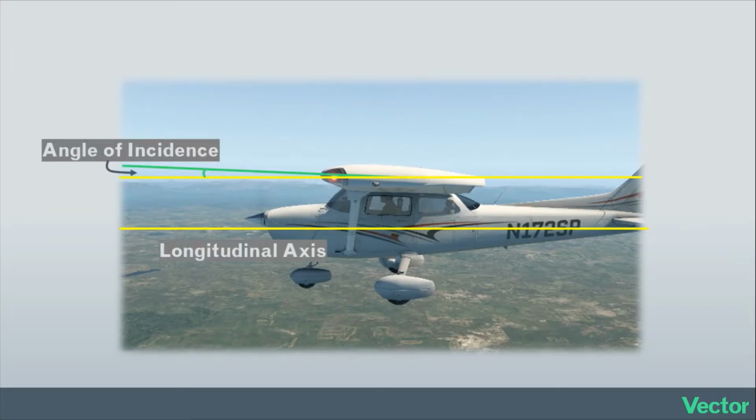The angle of incidence is essentially the angle at which the airfoil is attached to the fuselage. This we cannot change. This is a fixed design feature of the airplane. It's just the angle between the chord line and the line parallel to the longitudinal axis.